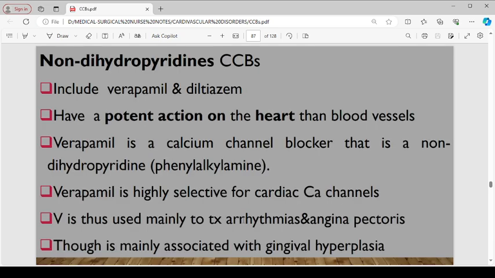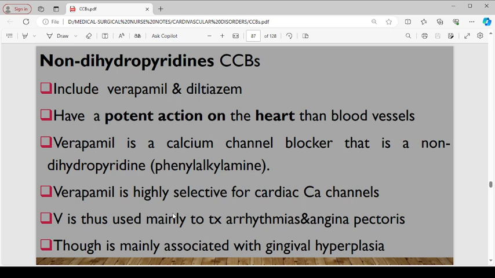Also, we have the non-dihydropyridines, and these drugs include examples like verapamil and diltiazem hydrochloride. These drugs have a potent action on the heart, as opposed to the dihydropyridines, which normally work mainly on the blood vessels. As a result, these drugs can be used to treat arrhythmias and angina pectoris, all right?